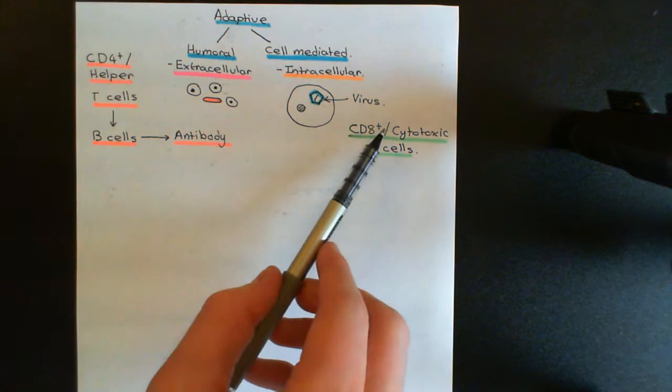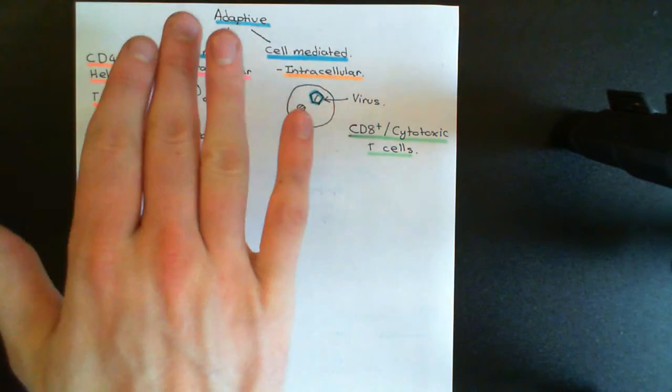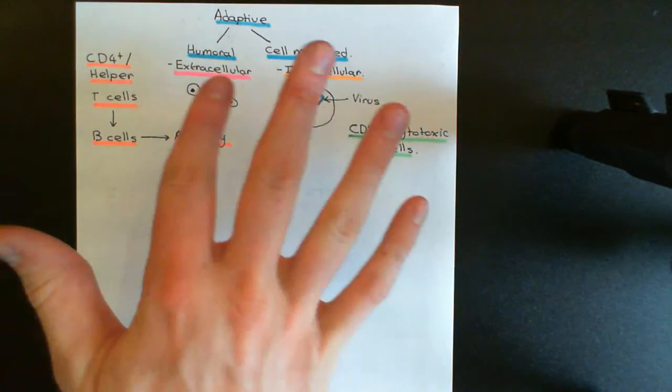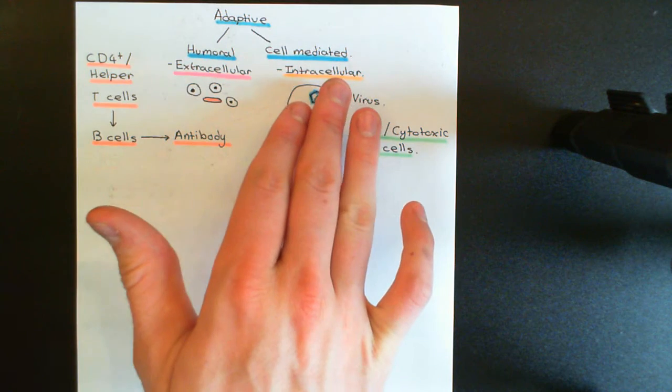So that's what the cell-mediated adaptive immune response involves. So that's a very brief outline, a ridiculously brief outline, of the adaptive immune response. To summarize again, the adaptive immune response has these two very separate arms: the humoral adaptive immune response and the cell-mediated adaptive immune response.